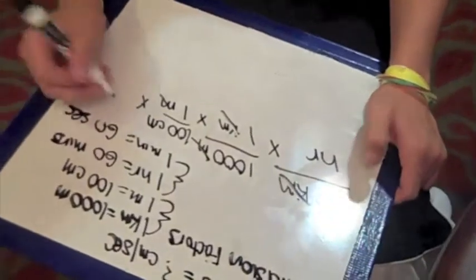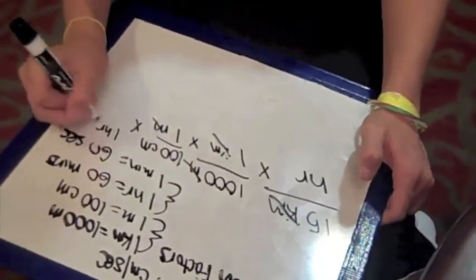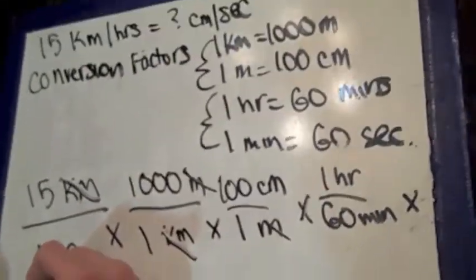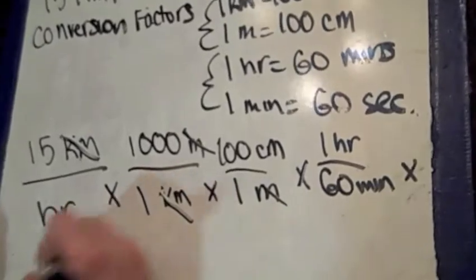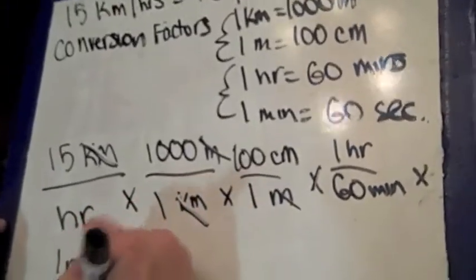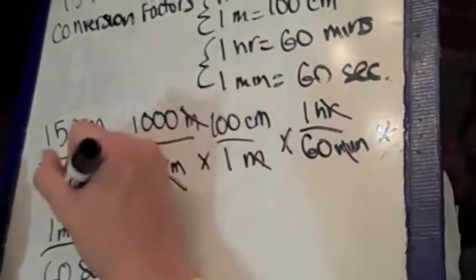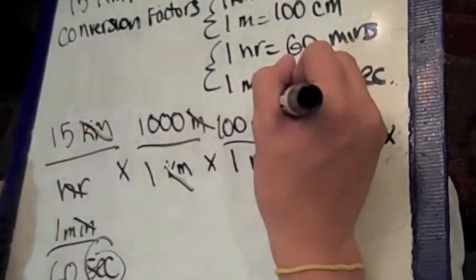Then now you got to do the hours to seconds. So times hours, make sure the hours line up. 1 hour over 60 minutes times 1 minute over 60 seconds. So then the hours cancel out and the minutes cancel out, so you're left with seconds in centimeters.